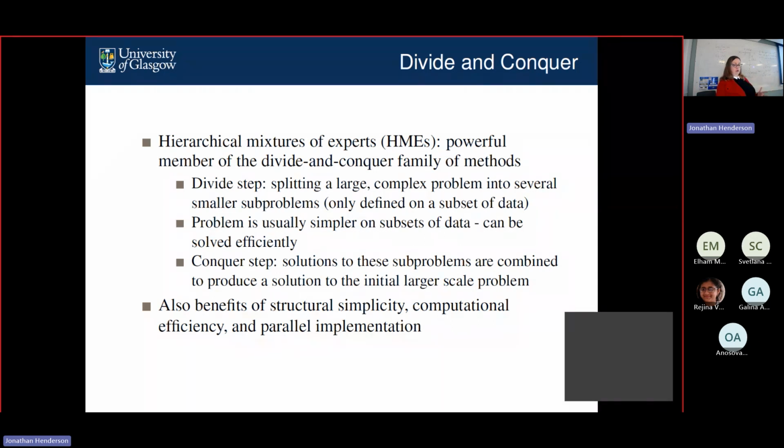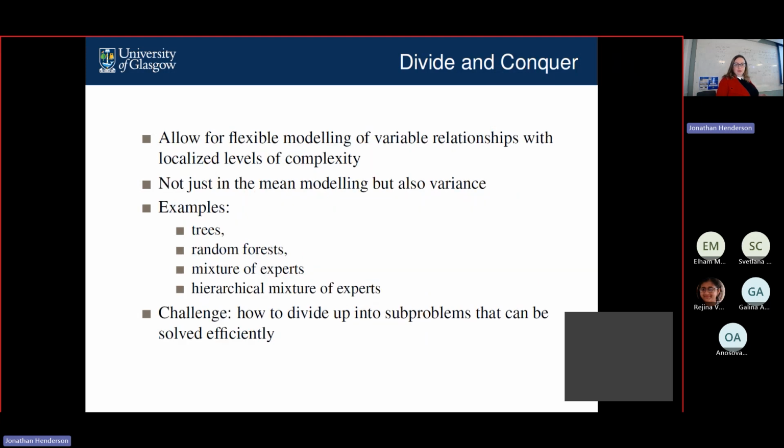So there's an area of data where there's a very simple relationship between your variables. You can model it simply. And then there's a lot of areas where it becomes complex. You can split them up so they become simple locally. It's easy to code in parallel, which is useful in terms of computational efficiency. It's a nice interpretation as well, because you can look at how the complexity of the surface changes across the different subparts. It does allow for flexible modeling of relationships.